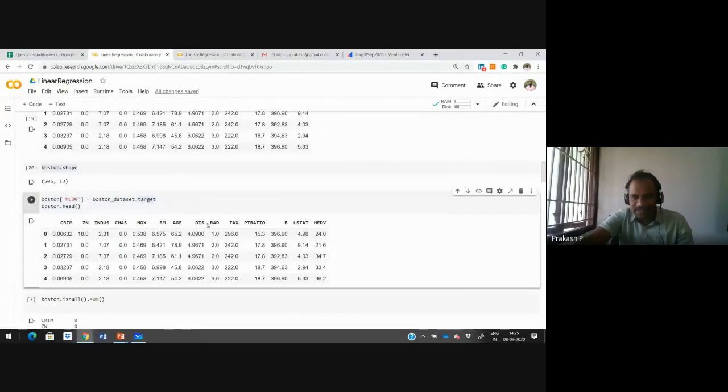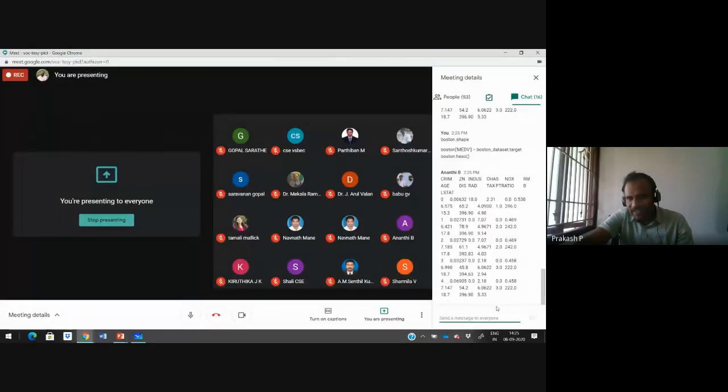This is what we discussed. It's supervised learning. All right. So can you please include the target into the data set also? Boston MEDV, Boston dataset dot target. The Boston dot dataset dot target is to be moved to the Boston data frame.